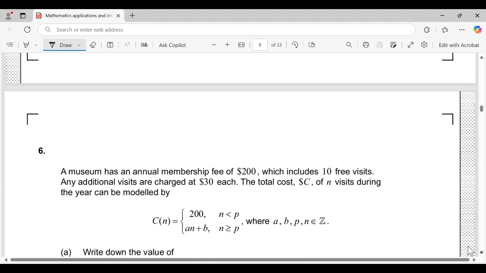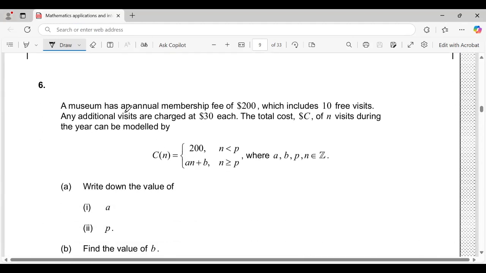Number 6, a museum has an annual membership fee of $200. This includes 10 free visits. Any additional visits are charged at $30 each. The total cost, C dollars, of n visits during the year can be modeled by this equation. Write down the value of A and P.